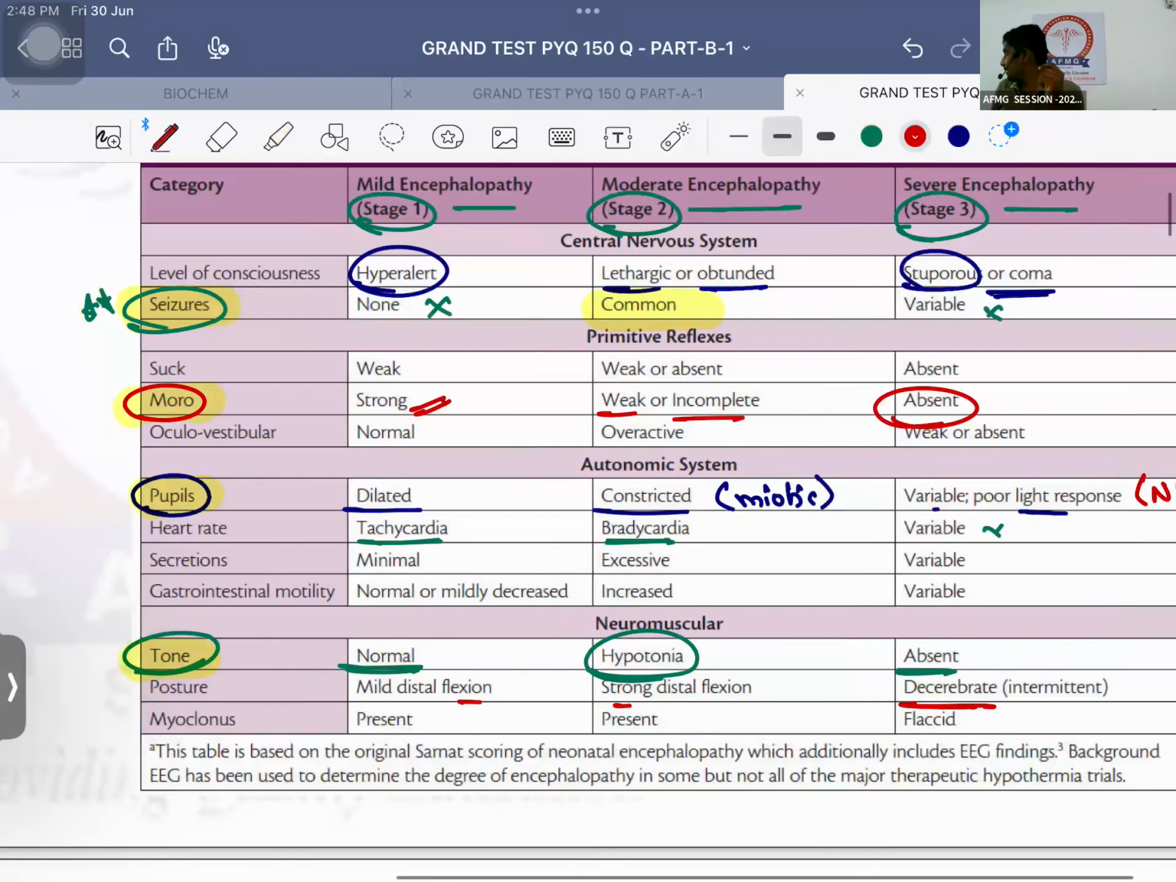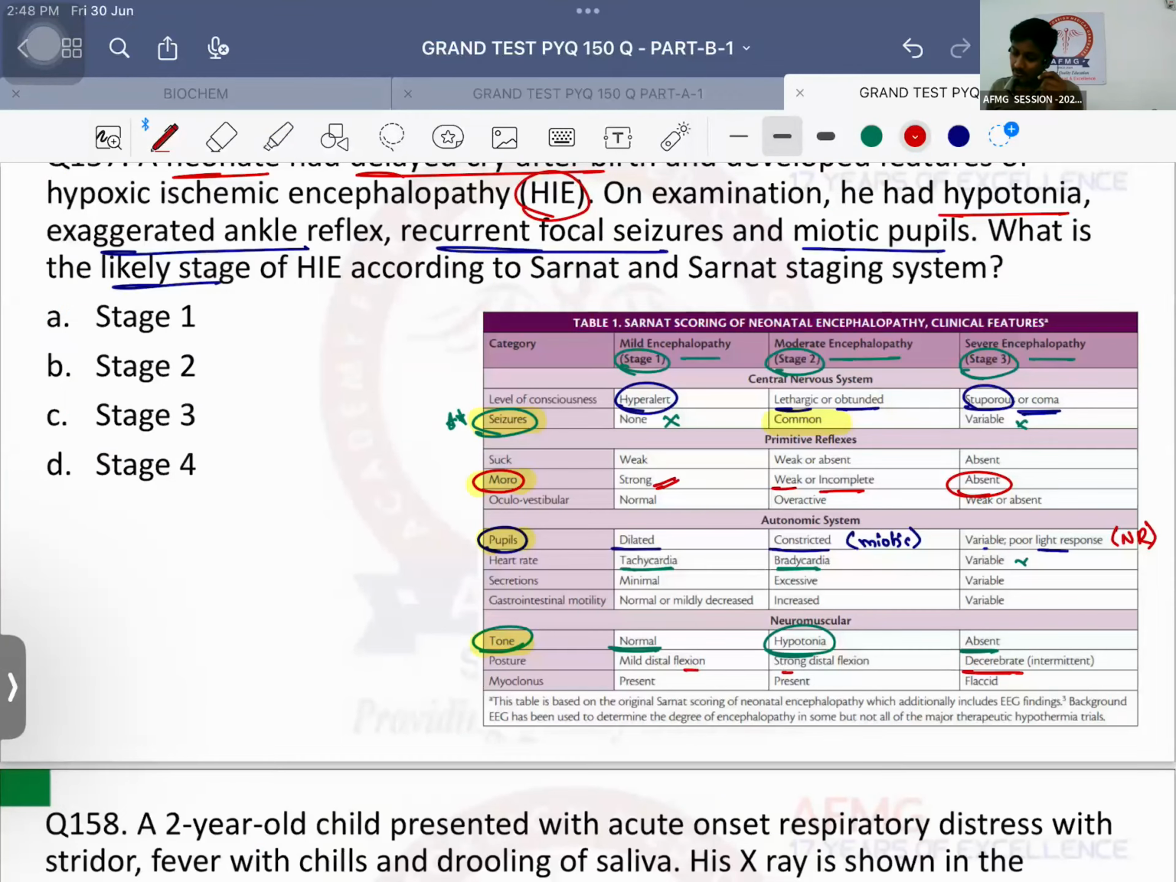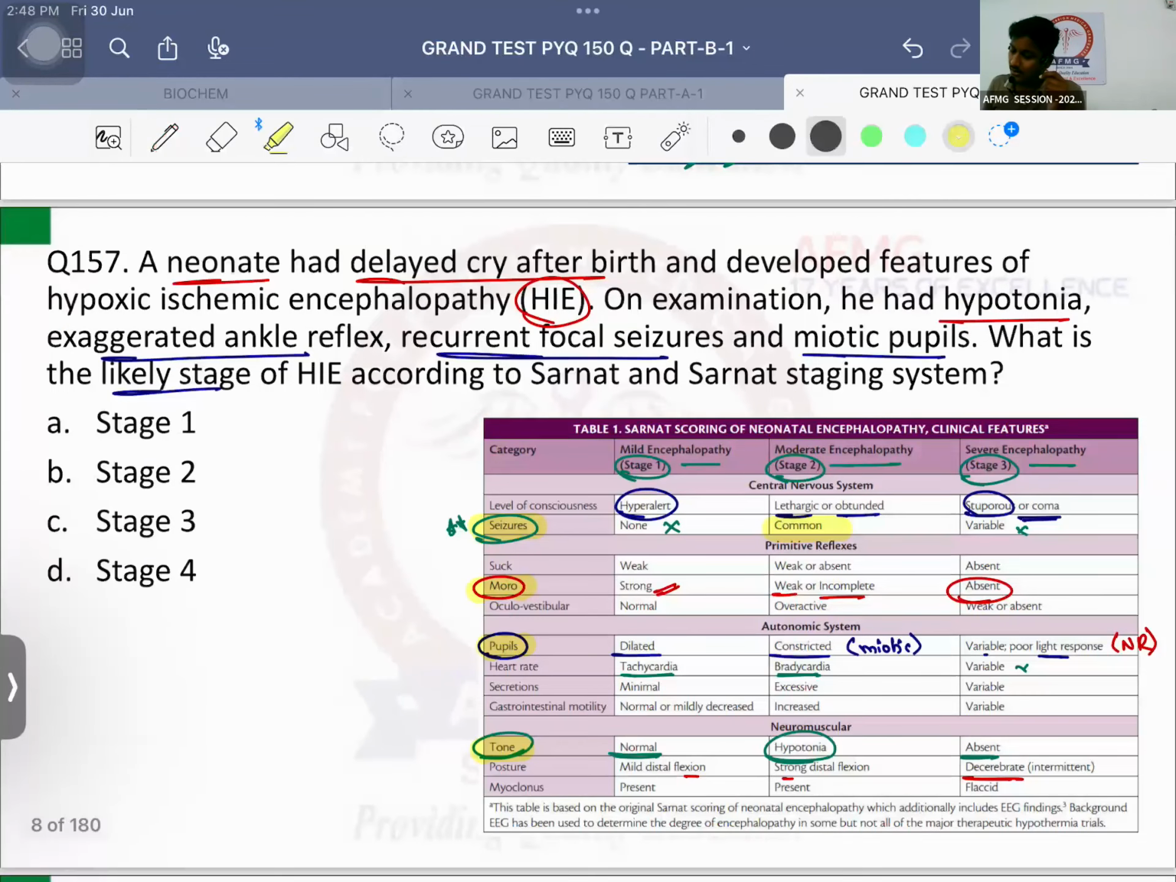ठीक है, जो highlight करे मैंने. So please tell me now, अपने बच्चे में, अपना बच्चा कौन सा stage में है? Hypotonia, that is decreased muscle tone, exaggerated ankle reflex, focal seizures, miotic pupils. चार चीजों की वजह से पता चल गया the child is in stage 2. तो HIE stage 2 में है बच्चा.